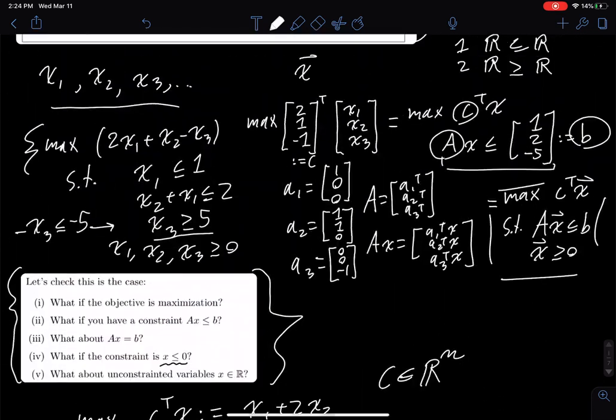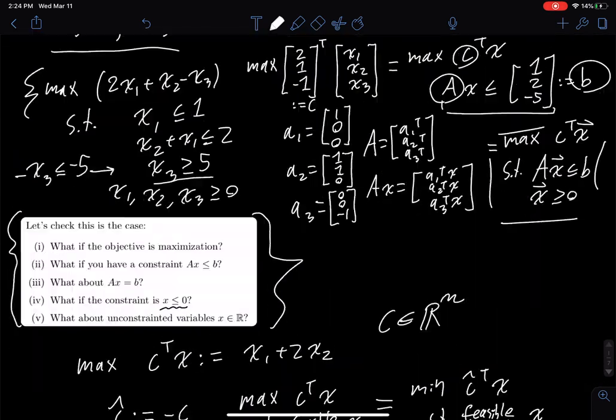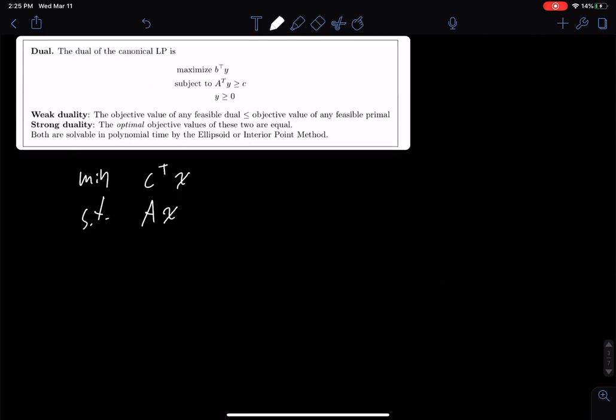Let's write out our original primal problem. We're going to be minimizing c transpose x such that Ax is less than or equal to b.